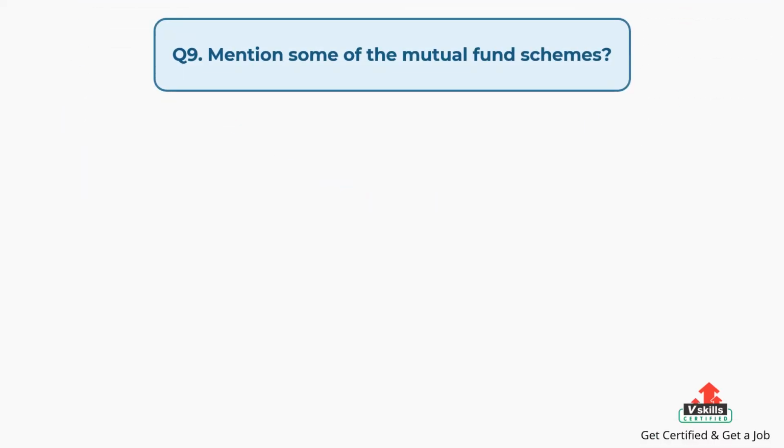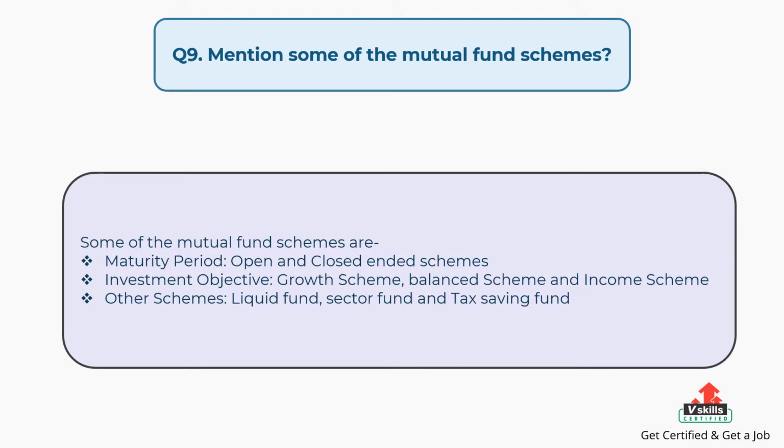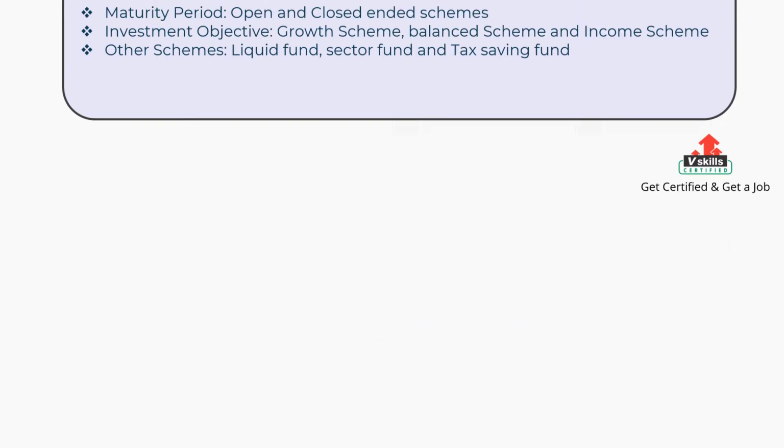Question number 9. Mention some of the mutual fund schemes. The answer is, some of the mutual fund schemes are maturity period, open and closed-ended schemes, investment objective, growth scheme, balance scheme and income scheme, other schemes, liquid fund, sector fund and tax-saving fund.